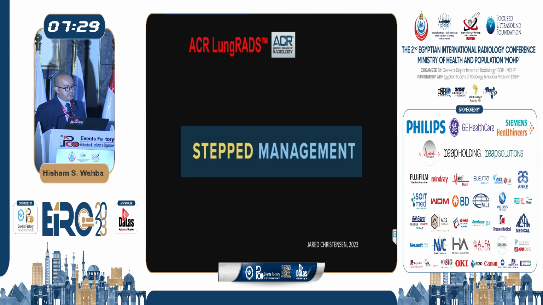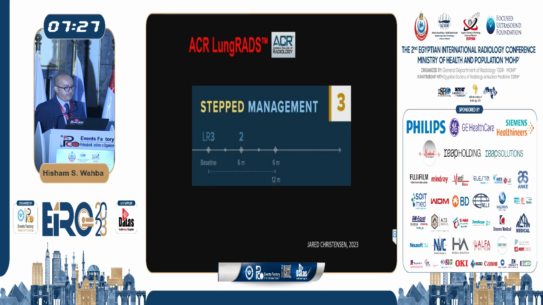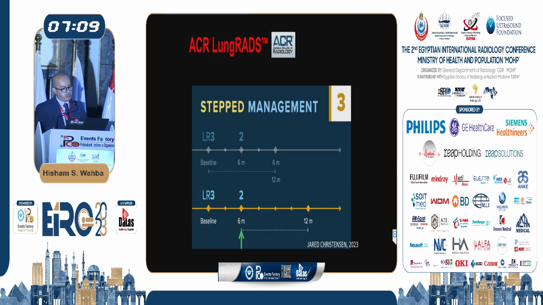They also introduced step management, which is a very accurate decision. For example, for Lung-RADS 3 in the older version, they said whenever you have a Lung-RADS 3 lesion at baseline, you should do a follow-up after 6 months. If it is stable, another 6 months should be done. So this is a total duration of 12 months. In the new system, they said if you have a Lung-RADS 3 lesion, you do a follow-up at 6 months, and if it is stable, jump to 12 months from that point to reduce overuse of CT and low-dose CT.